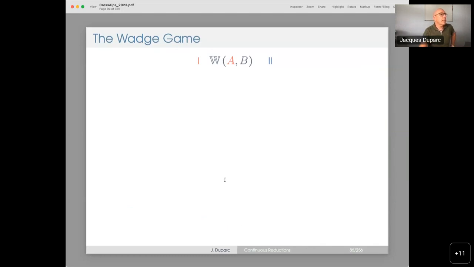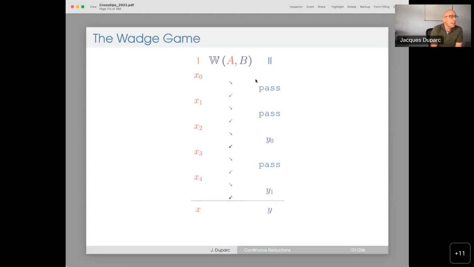So this is classical. The Wadge game now. You have two players, one and two. One is in charge of A, two is in charge of B. They play zeros and ones because we are inside the Cantor space, except that two can pass. Two can skip, two can decide from time to time not to play any zero nor one, while one always has to play a zero or a one, right? And one starts the game.